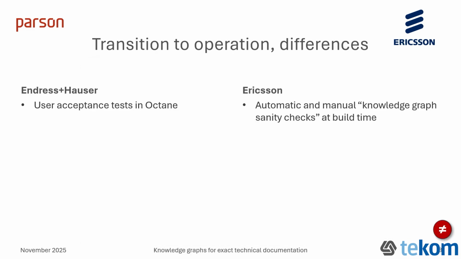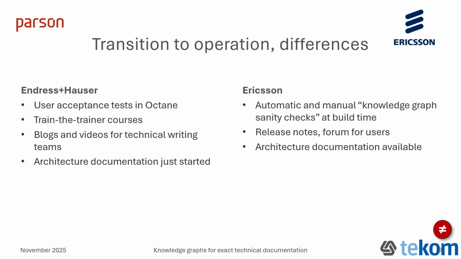But of course, there are differences. We focus a lot on user acceptance test, which is probably caused by it being a commercial solution, and you have a different approach. Yeah, we have started to work with user acceptance tests, but what we have focused on before was automatic and manual knowledge graph sanity checks. So while we build the knowledge graph, we check if there are any issues with it. And that, I think, was essential to move forward.